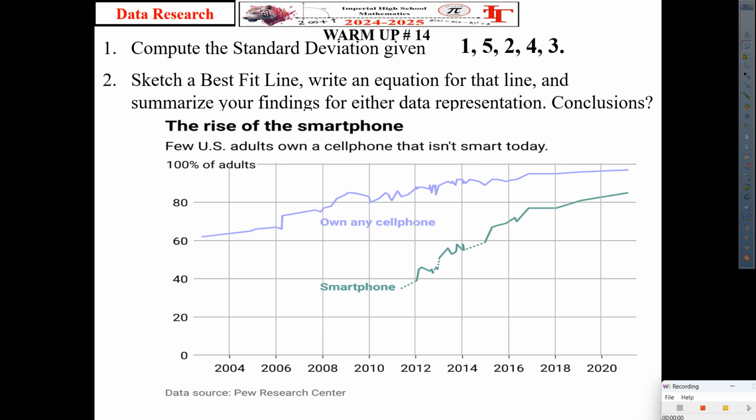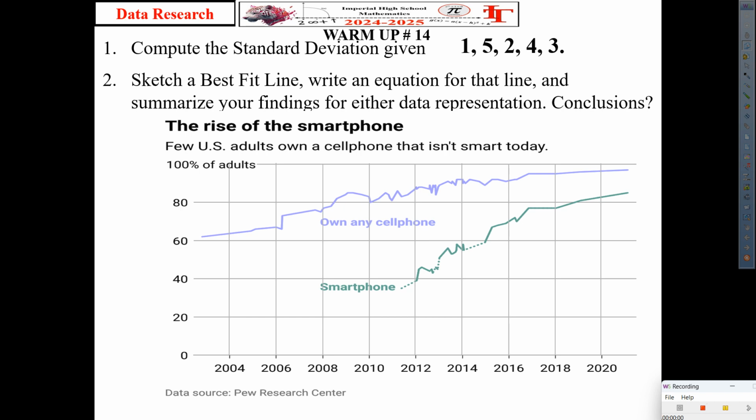So warm-up number 14, number 1: standard deviation of 1, 5, 2, 4, 3. Those are 5 numbers. By now, this should be automatic. You should have already been done by now. If not, then you need a little bit more practice, so stay focused.